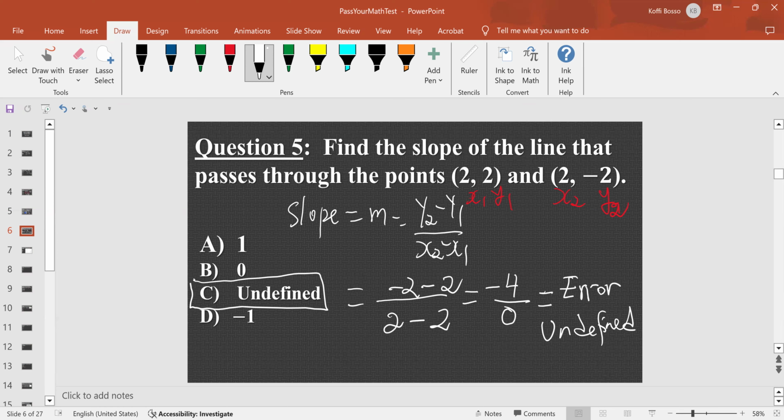So keep in mind, every time you have a number divided by 0, you have what? Undefined. But if it is 0 divided by a number which is not 0, like 0 divided by 4 or negative 4, whatever, it will be 0. In this case, yes, that will be 0. But if 0 is in the denominator, we say undefined.